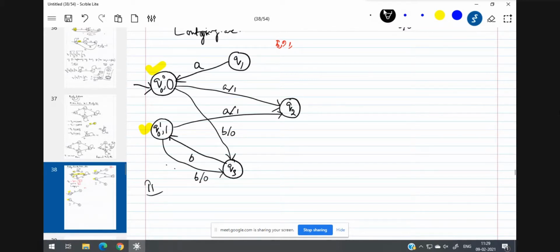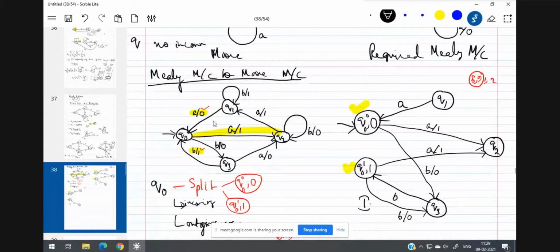Now, in this case, let me start thinking about Q1. Let me go back to the original state provided to us. Q1, how many incoming arcs are there? Two. In this, what are the incoming arcs? B associated with one output, A associated with one output. Out of these two, let me just consider this one first.